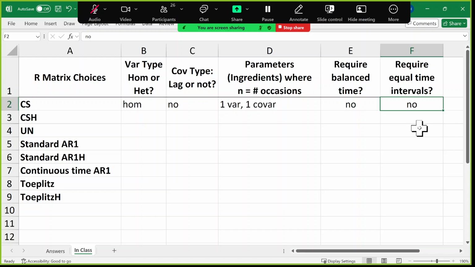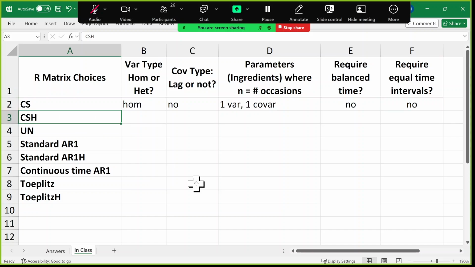Questions about this first example? Because now, using this as a reference, the ideas and things that we mentioned, we can fill the cells for the other matrices. Questions? Okay, so let's move to the compound symmetry heterogeneous case.